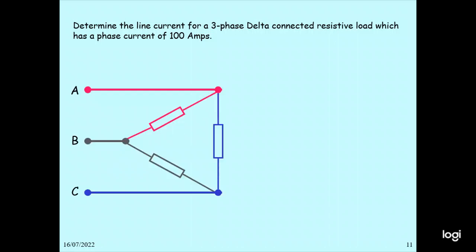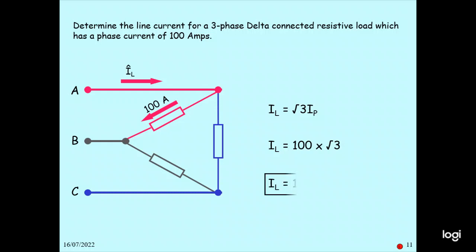The next one is to determine the line current for a three-phase delta connected resistive load, which has a phase current of 100 amperes. This is the ABC, and we made the connection here. So the 100 amperes goes from A to B. Line current IA is root 3 times I phase. So 100 multiplied by root 3, you get 173.2 amperes.